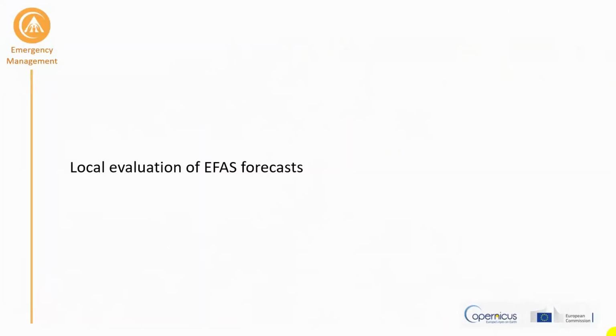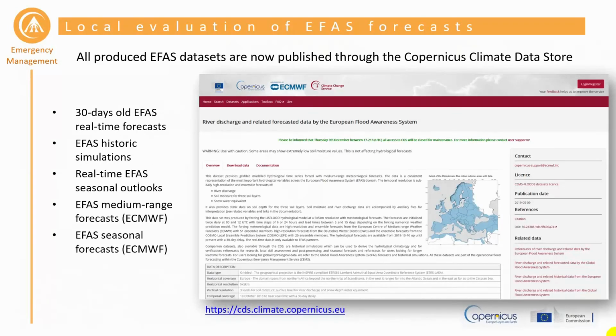Users and forecasters have the possibility to locally evaluate forecasts, such as the case scenario we just went through here, by retrieving EFAS forecast data. So now, in addition to the already available 30 days old EFAS real-time forecasts and the EFAS historic simulations, real-time EFAS seasonal outlooks and ECMWF-based EFAS medium-range and seasonal reforecasts are also part of the Copernicus Climate Data Store, or CDS. Users can download these datasets to conduct their own local evaluation or to use this data for downstream applications.